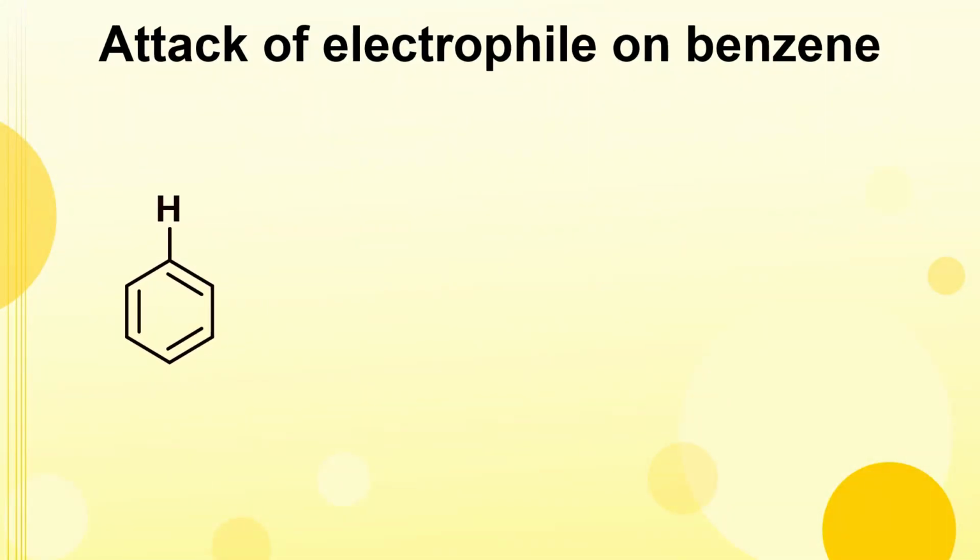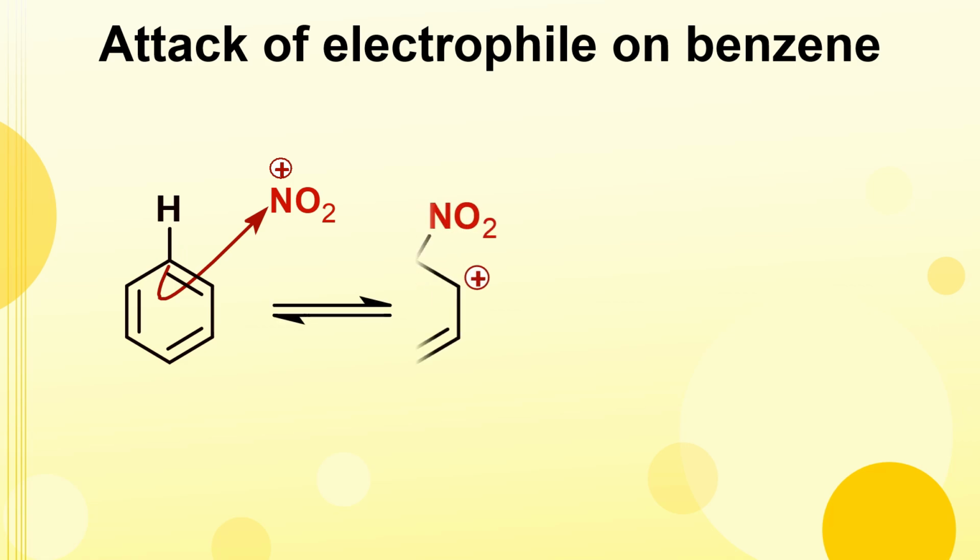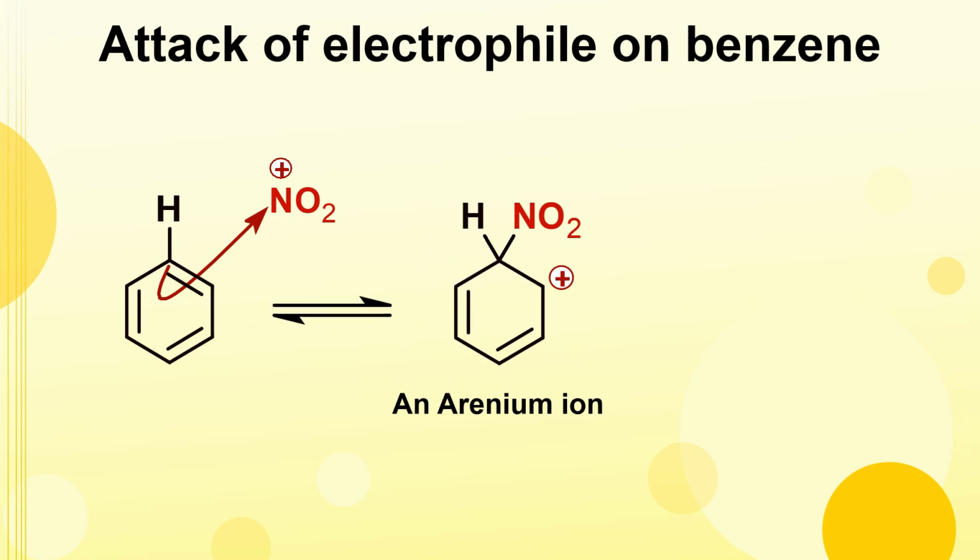Now the nitronium ion attacks the benzene ring. One of the delocalized pi bonds in the ring temporarily breaks to form a new bond with the electrophile. This results in the formation of a positively charged cyclohexadienyl intermediate, also known as arenium ion. At this stage, the aromaticity of the ring is temporarily lost.